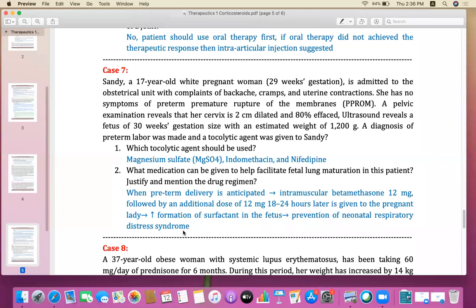So what is this case? If the baby is delivered preterm, he is not able to take respiration properly because the lungs are not developed due to preterm labor. So to prevent this, generally before the delivery, the doctor should give an intramuscular injection of betamethasone to the pregnant lady. What will happen? This drug will go to the fetus via the placenta and increase the formation of surfactant in the fetus lungs, which will prevent the neonatal respiratory distress syndrome.